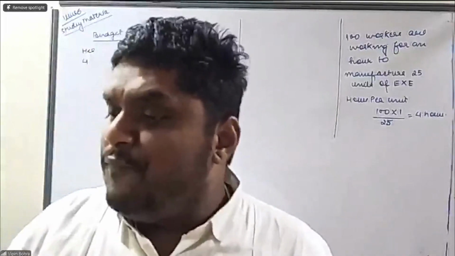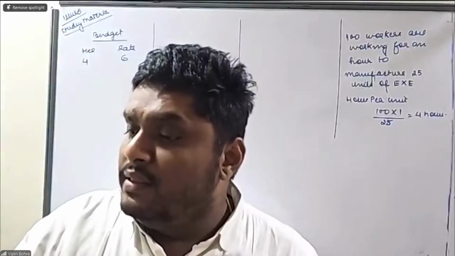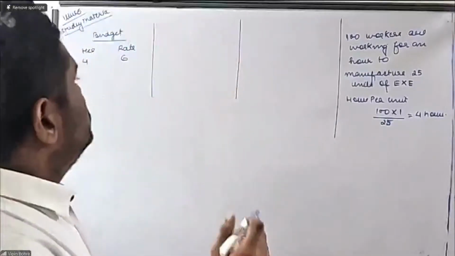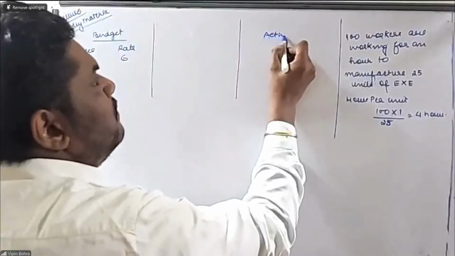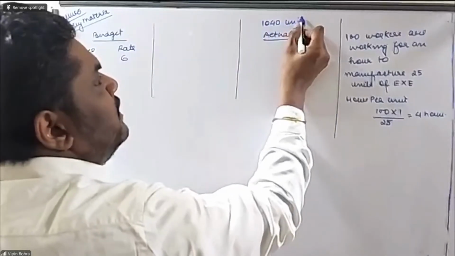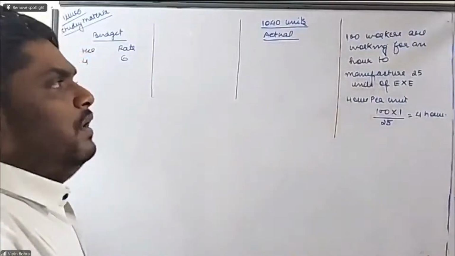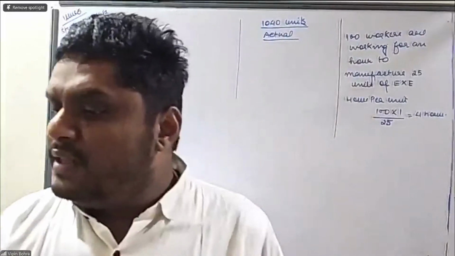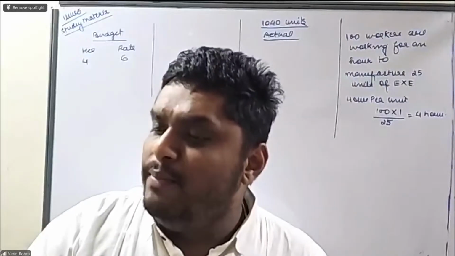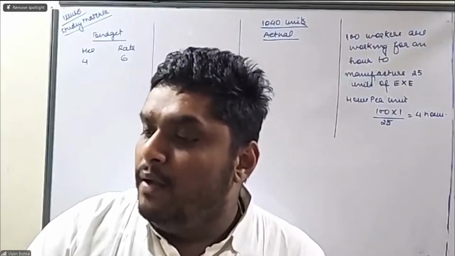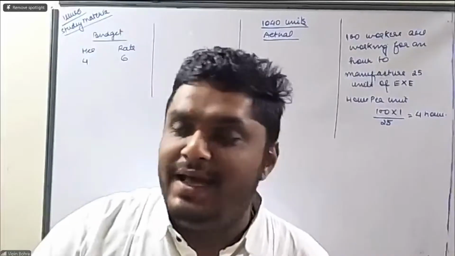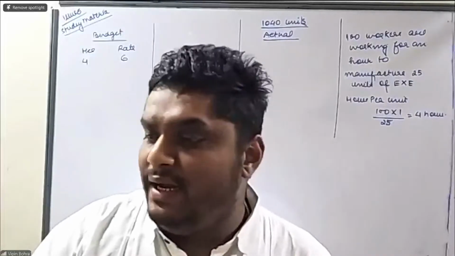Now, in a 42 hours week, the department manufactured 1040 units. So when talking about the actual data, they manufactured 1040 units despite 5% of the time paid being lost due to an abnormal reason. So they are talking about the idle hours. That is 5% is my idle hours.